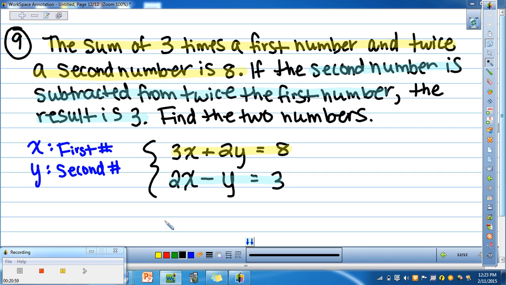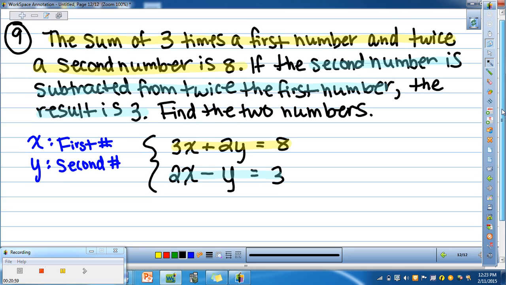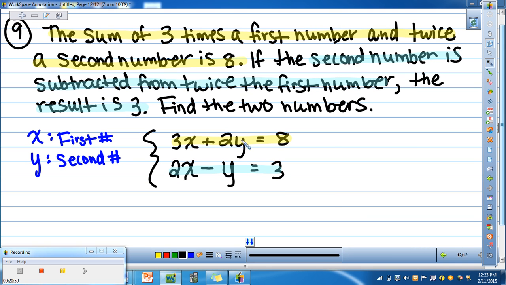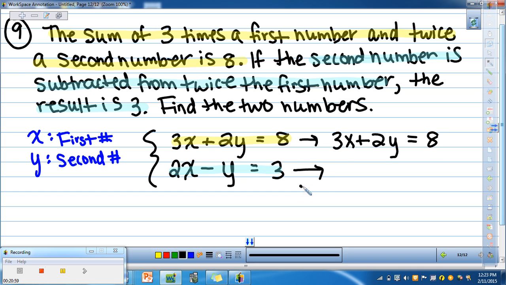We've got our system set up. Now we can solve using substitution or elimination. I am going to use elimination for this one. I already have a 2y in the first equation. If we multiply everything in the bottom equation by 2, we can turn that into a negative 2y. So let's rewrite the first equation as it is and multiply everything in the bottom equation by 2. So we get 4x minus 2y equals 6.